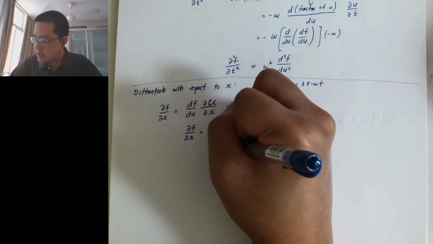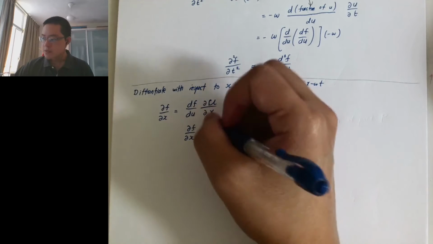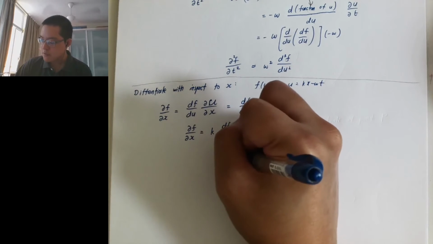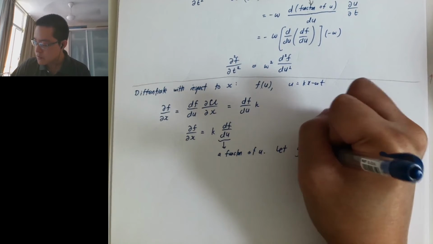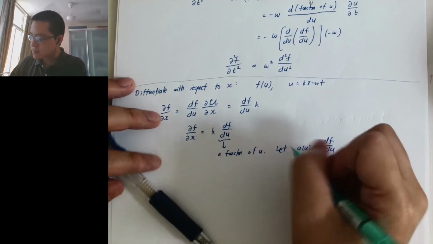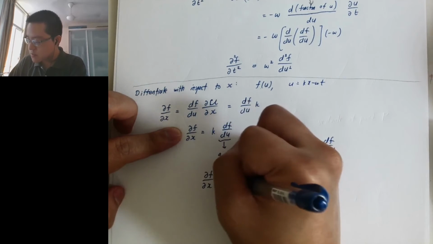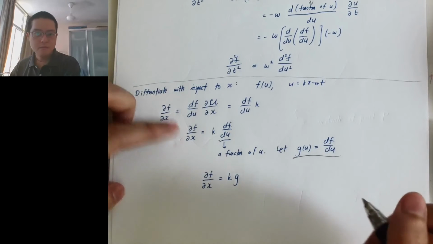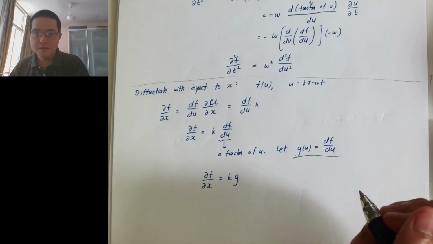Again, df/du is something that you differentiate with respect to u. You take a function, differentiate it, and you get a new function. So this is another function of u. I'm going to let g of u equal df/du. That means I have partial f partial x equal to k times g. Right? Then you go partial d.